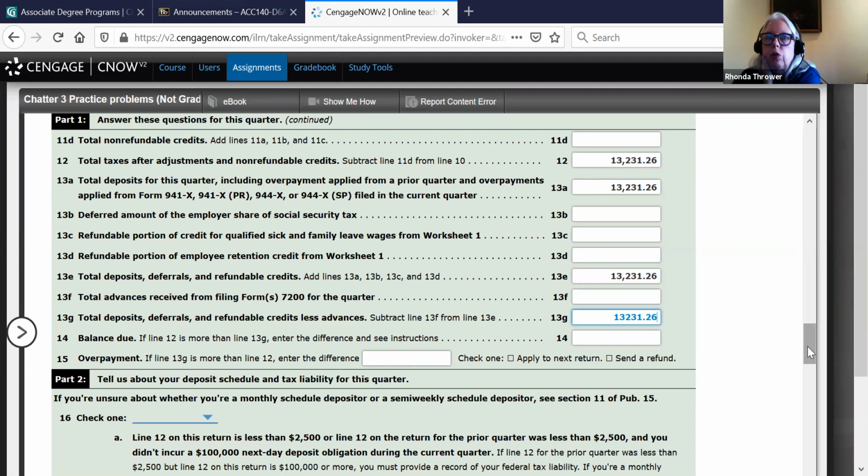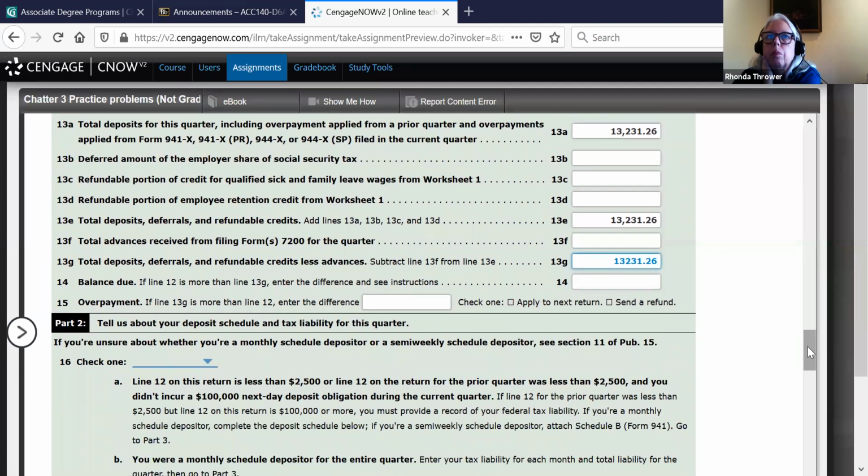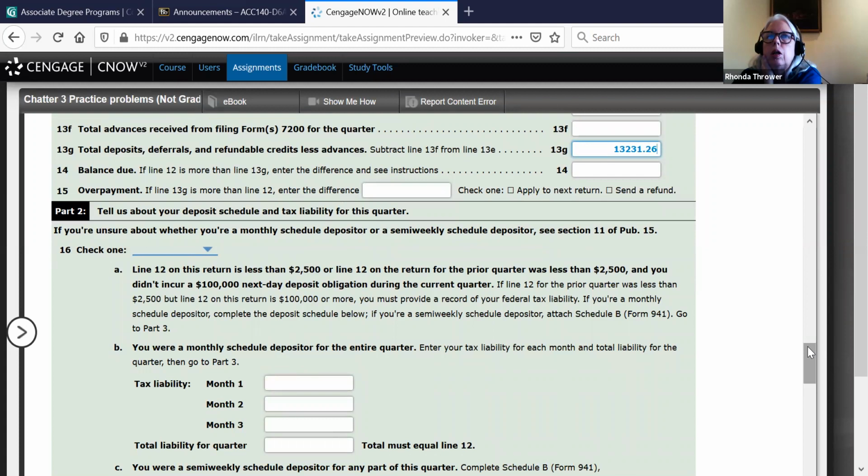Then we move to part 2. And you want to put in whether you're a monthly depositor or a semi-weekly depositor, or whether you have more than 100,000, then you would put that in this block right here. A does not apply to us, but B does because we're a monthly depositor. They told us that in the instructions. So we're going to choose B here.